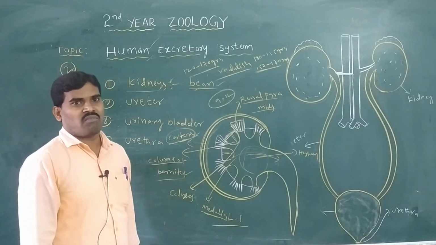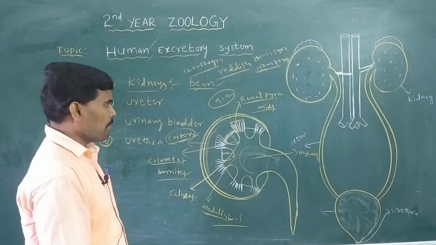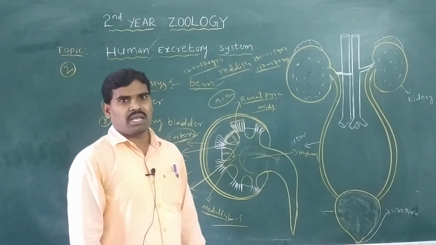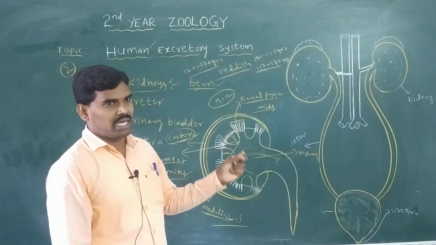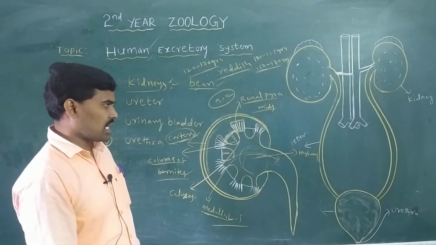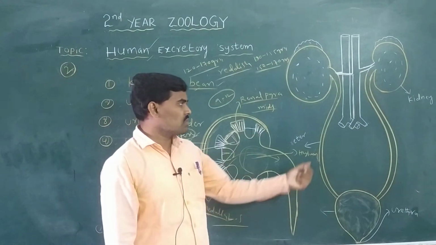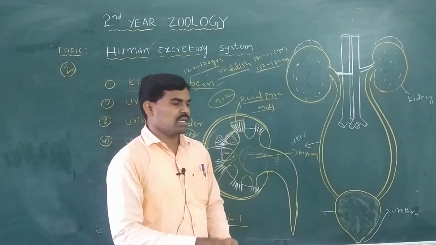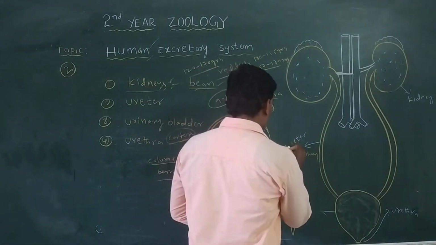The number of nephrons open into the Bellini duct. The Bellini ducts open into the collecting duct. The collecting duct opens into the ureters.